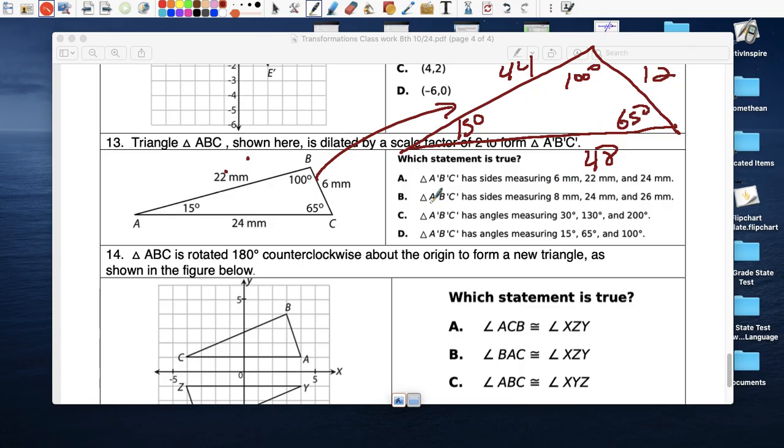So let's read the statements. Triangle A prime, B prime, C prime has measurements of 6, 22, 24? No. Has measurements of 8, 24, 26? No. Has angles measuring 30, 130, and 200? No. And has angles measuring 15, 65, and 100. So the angles stay the same, but the sides double. But none of these sides were correct, so they were wrong. And the last one says, hey, the new triangle has the same angles as the original, and that's the one we want.